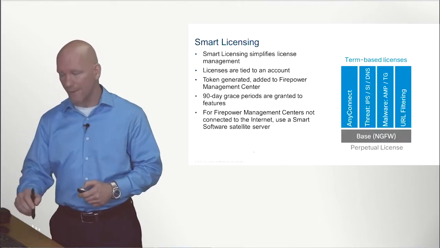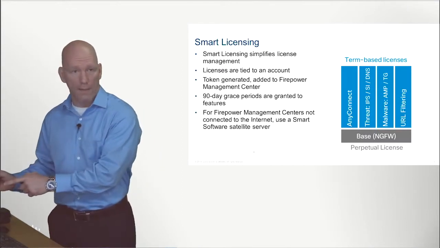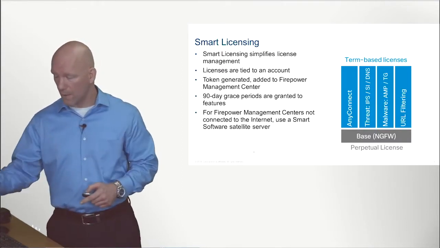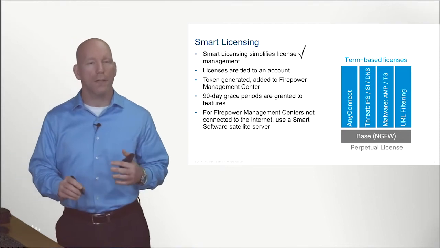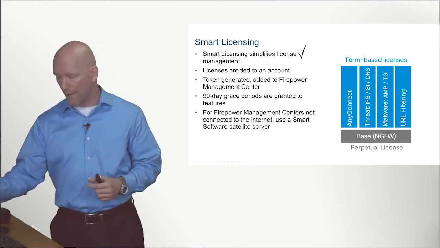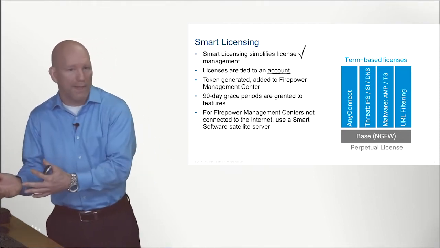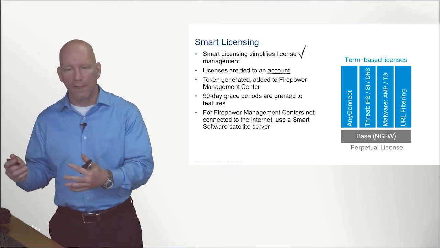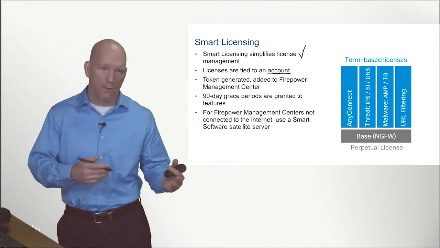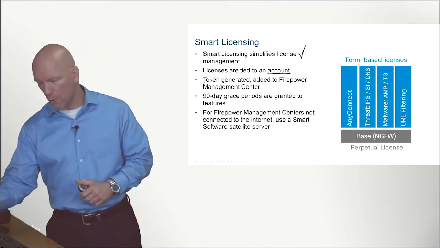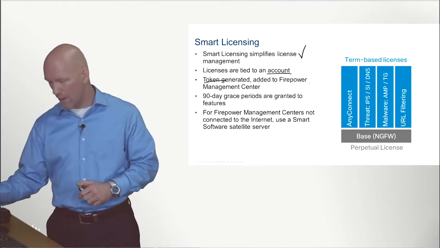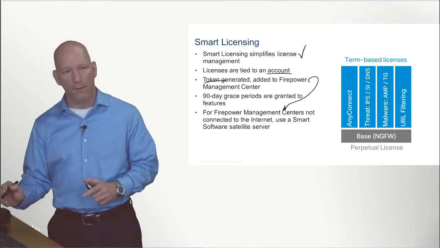Now our smart licensing in more detail on this slide. Smart licensing is going to be managed through an actual license portal. You log in with an account that you create, and then you link together your purchases with that account in that portal. And there's a token that is generated that is then downloaded to the Firepower Management Center.